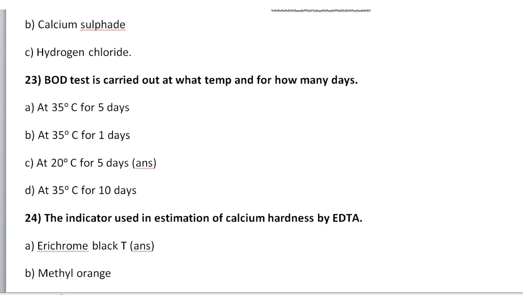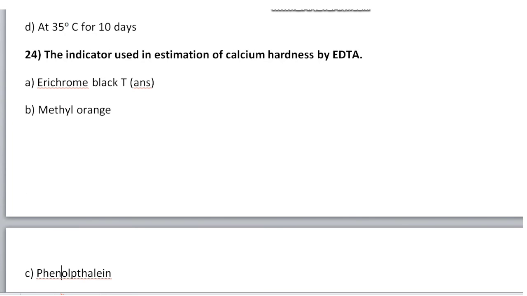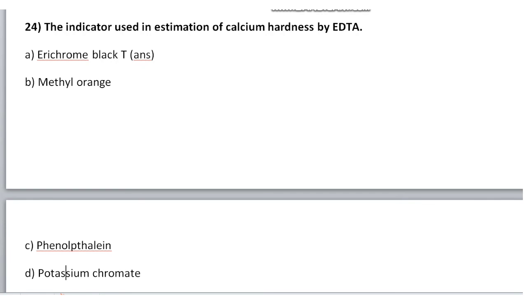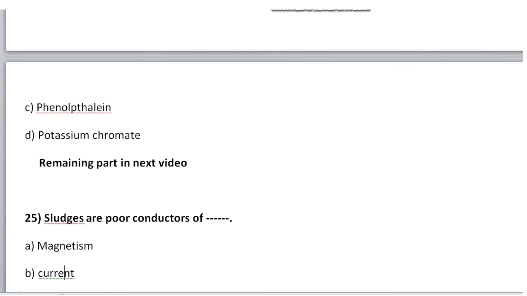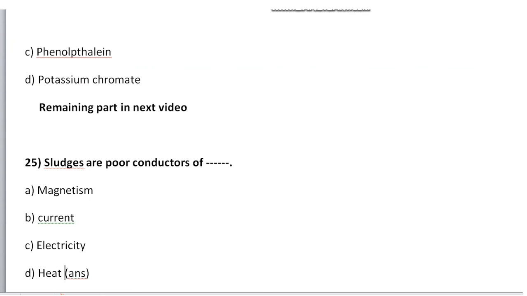Next is the BOD test. It is carried out at which temperature and for how many days? The BOD test is carried out at 20 degrees Celsius for 5 days. The indicator used for estimation of calcium hardness by EDTA is known as Eriochrome Black T. That indicator is used. Then question number 25: sludges are poor conductors of what? Sludges are poor conductors of heat.